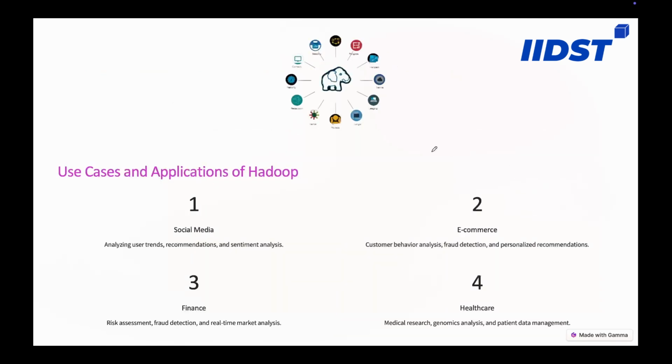Now moving on, we come to the use cases and applications of Hadoop. Hadoop is used in social media, e-commerce, finance, and healthcare. It's used for analyzing user trends, recommendations, and sentiment analysis in social media. It's used in the backend for customer behavior analysis, fraud detection, personalized recommendations. In finance, it's used for risk assessment, fraud detection, and real-time market analysis. In the healthcare segment, it's used for medical research, genomics research, and patient data management.